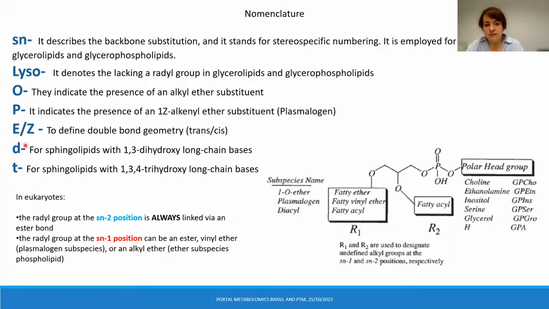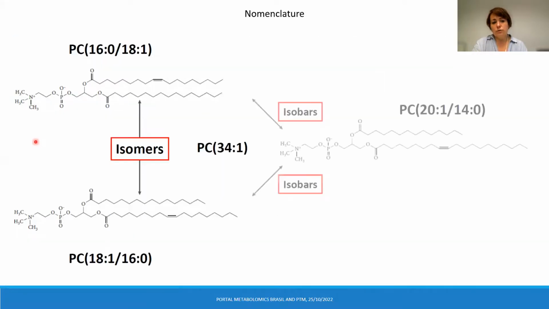For ceramides, D and T for sphingolipids correspond to either D or 3-hydroxyl long chain bases. I was mentioning today, sometimes I was using the words isomers or isobars. This is quite important. If we are talking about isomers, it corresponds to two molecules where the position of the fatty acid chains in the backbone is different. So depending on whether one or the other fatty acid is in the SN1 or SN2 position, we have two isomers.